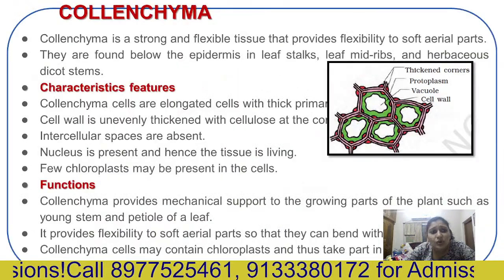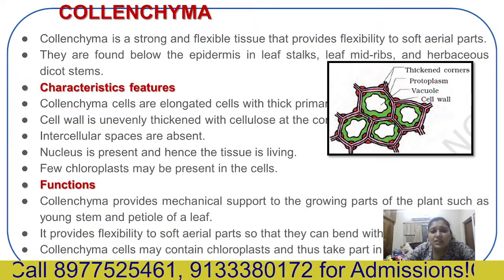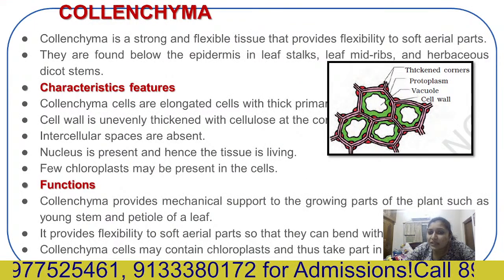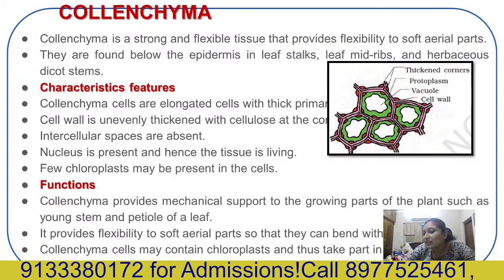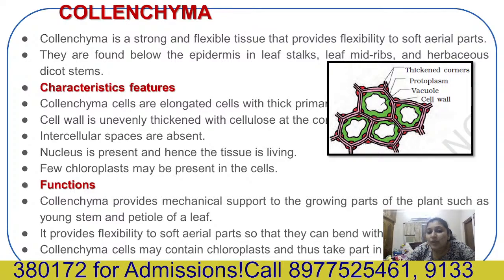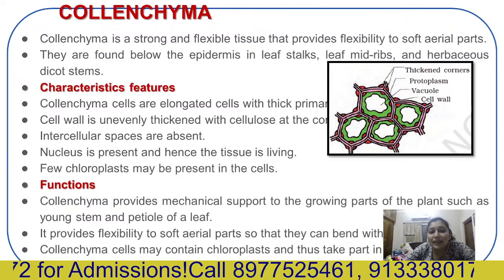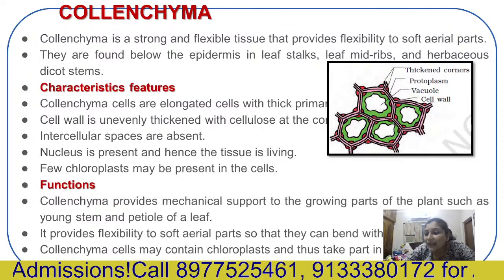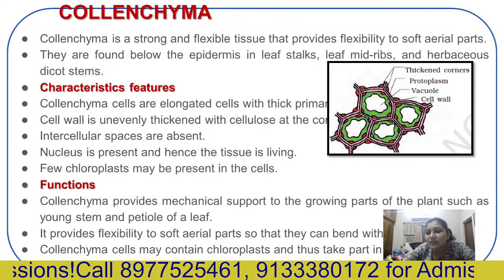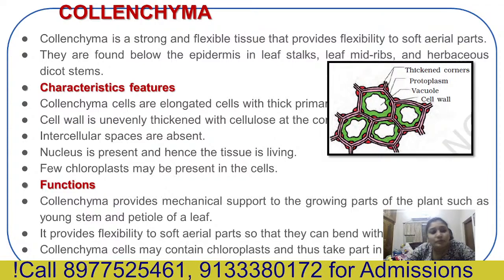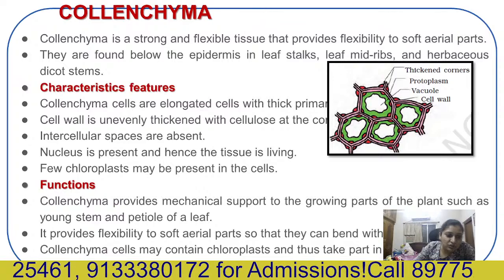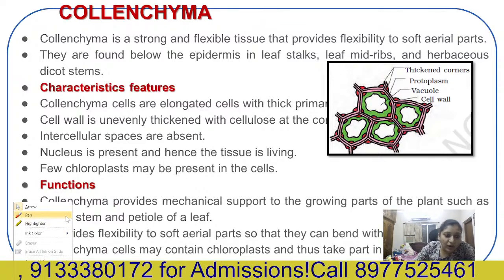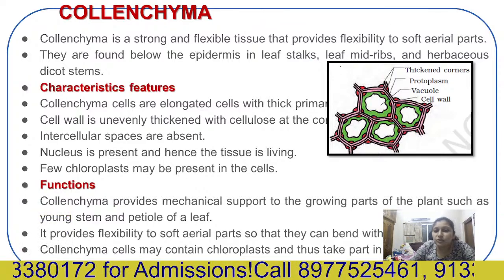Then next it is collenchyma. So collenchyma is a strong flexible tissue that provides flexibility to the soft aerial parts. So it is bending without breaking. This flexibility is provided by this particular tissue, that is collenchyma. They are found below the epidermis in the leaf stalk.